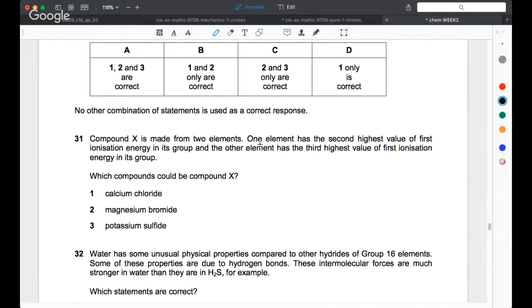So one has the second highest value and one has the third highest of its group. Calcium has the third highest value of its group, and chloride has the second highest value, so it could be one. Magnesium, second highest, and bromide, third highest, so it could be two. Potassium, third highest, and sulfide, second highest, so it could be three too. So it could be all three.